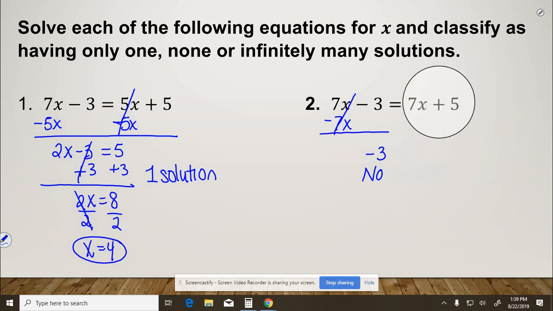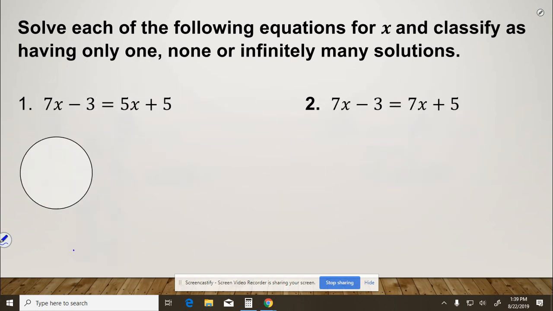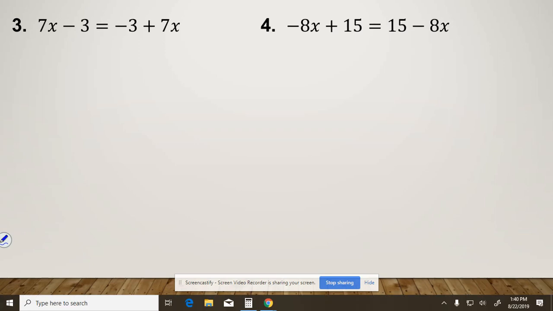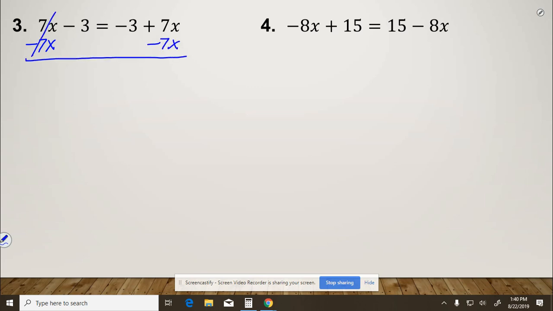All right, let's take a look at the next one. Number 3. Again, we want to take 7x away from both sides, leaving me, because they both cancel out, with -3 equals -3. Since those two are exactly the same, any number will work for x. This has infinite solutions. Okay, so I can plug in any number and it will work.